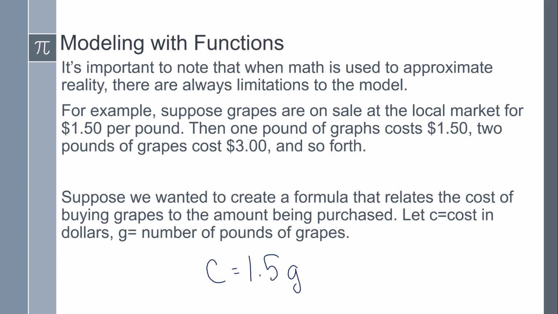So creating that, I could say C, the cost, equals 1.5 times the pounds of grapes. And so if I bought 1 pound of grapes, 1 times 1.5. If I bought 2 pounds of grapes, 2 times 1.5, that's 3. That's why it's going to cost $3.